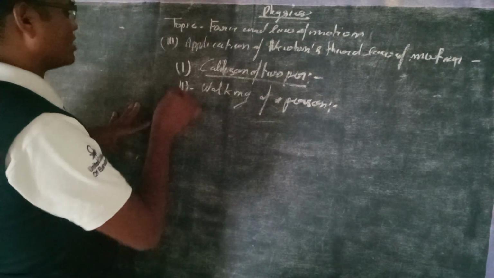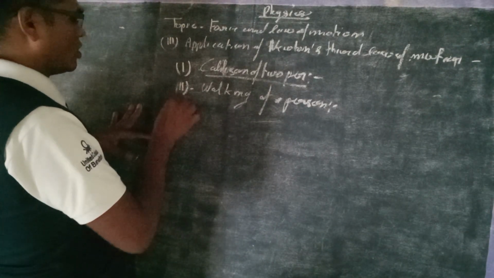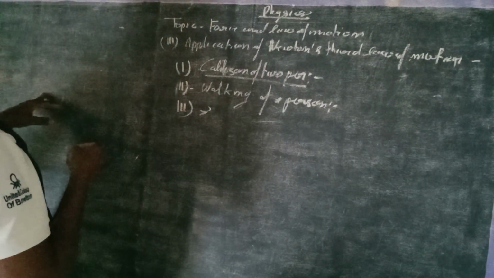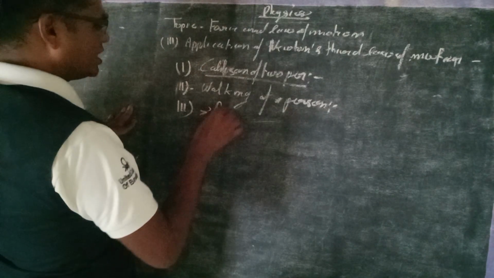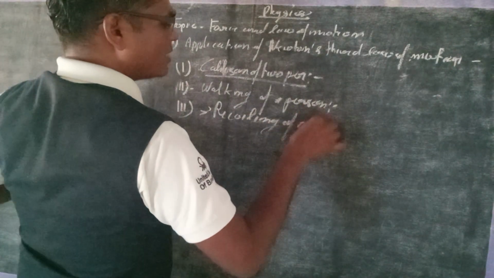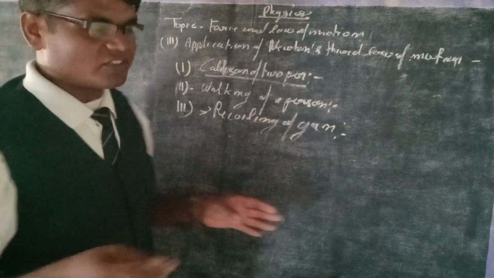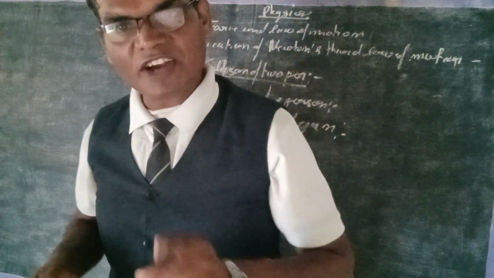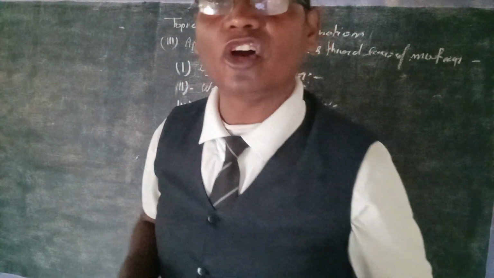Now we will take the third example. With the help of the third example, we will try to understand propulsion: recoiling of a gun. Everybody has seen guns. A gun has two parts: first is the bullet and the second is the gun itself.